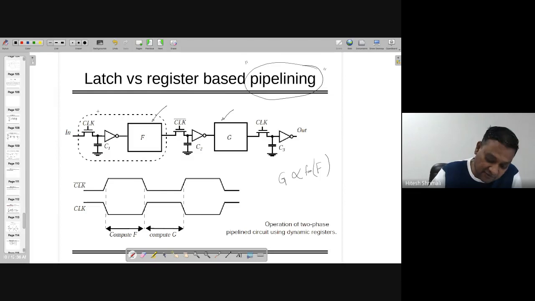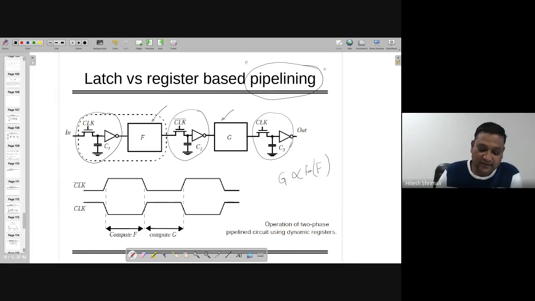In that case, we are using such a kind of pipeline. Here, as you know, it's a dynamic thing. So I'm using the clock, capacitor, and NOT gate. Clock, capacitor and NOT gate. Same thing which we have done for the dynamic latches and flip-flops, right? So in this case, whatever is there in F, by the way, note that this is a static function.